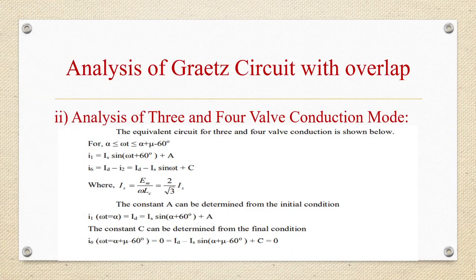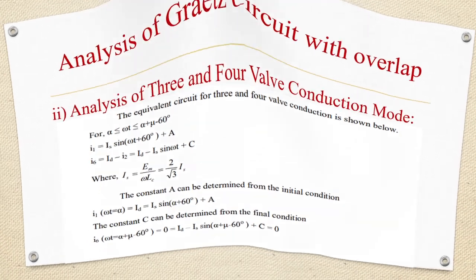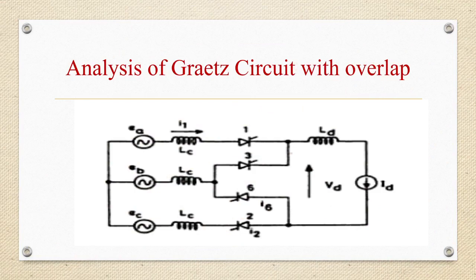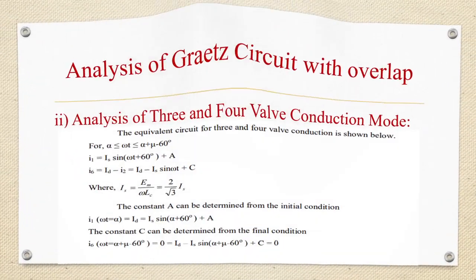So the second point is analysis of 3 and 4 valve conduction mode. First we have seen the analysis of 2 and 3 valve conduction mode. Now the second one is the analysis of 3 and 4 valve conduction mode. So the equivalent circuit for this is shown here, the 3 and 4 valve conduction mode.